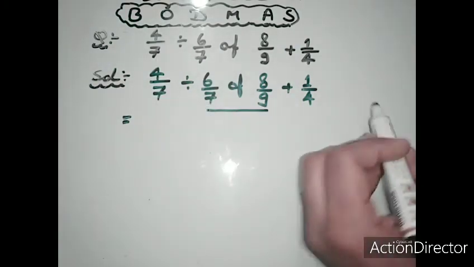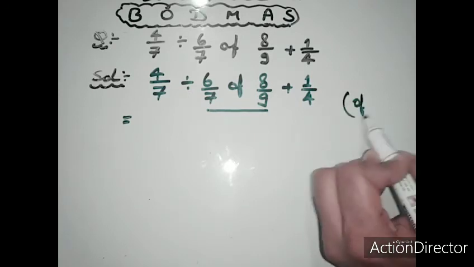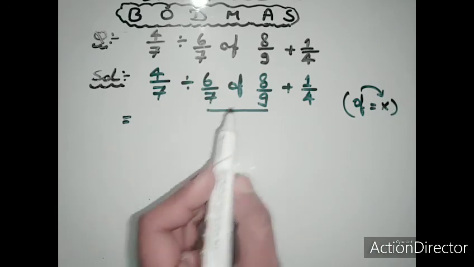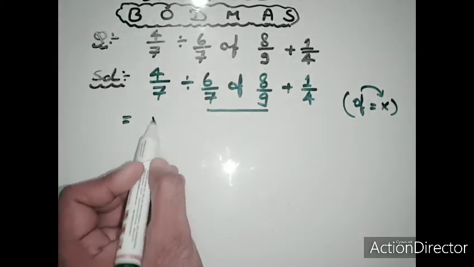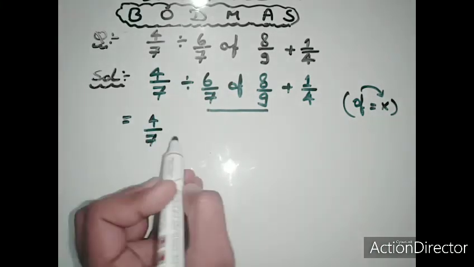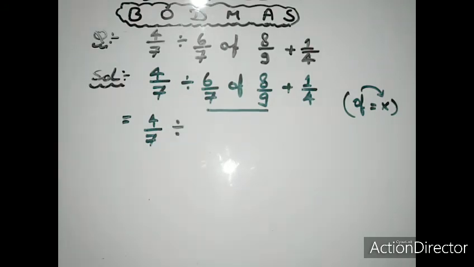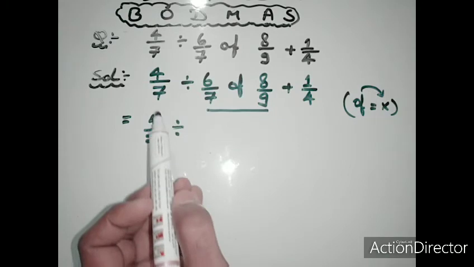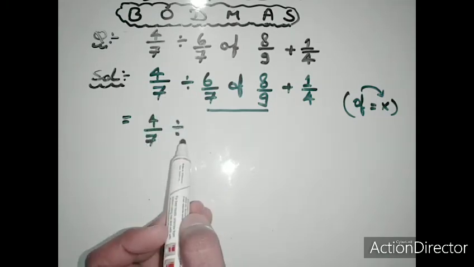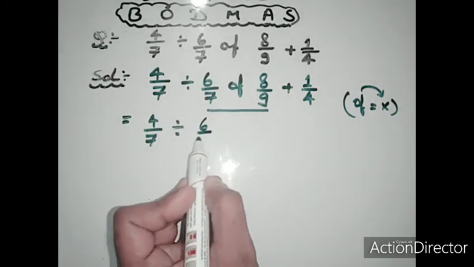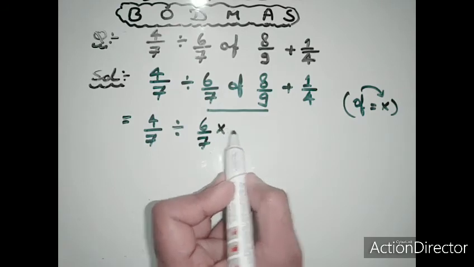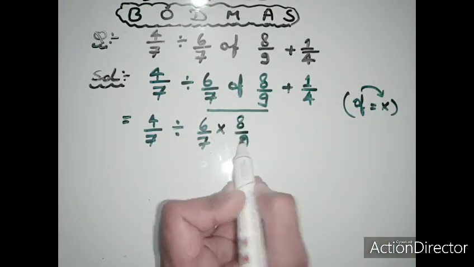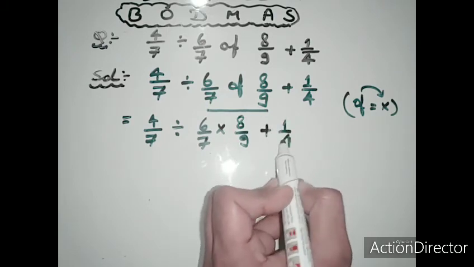So you all know that of means multiplication, right? Of means multiplication. So here we replace this of by using the multiplication symbol. So dear students, here we write other numbers as they are, like 4 upon 7, this divide symbol, and here we write 6 upon 7 multiplication. Here we replace this of by using the multiplication symbol, 8 upon 9 plus 1 upon 4.